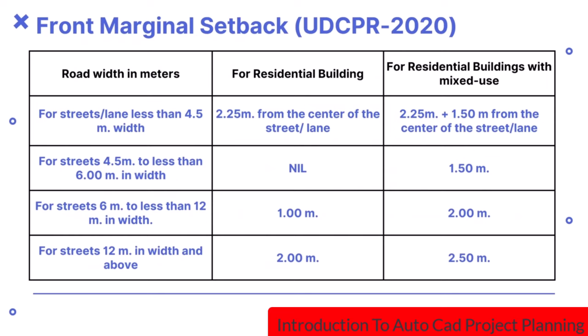In this table, the front marginal setback distances are given and they are taken from UDCPR for Maharashtra state. For streets less than 4.5 meter width, here you can see 2.25 from the center of the street is given for residential building and 2.25 plus 1.5 from the center of the street is given for residential buildings with mixed use.